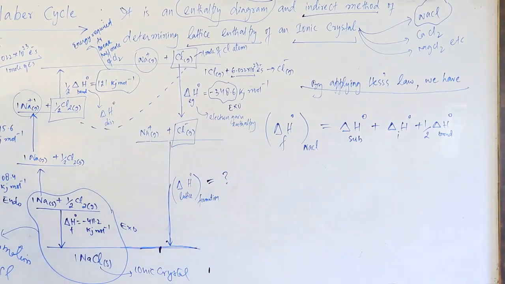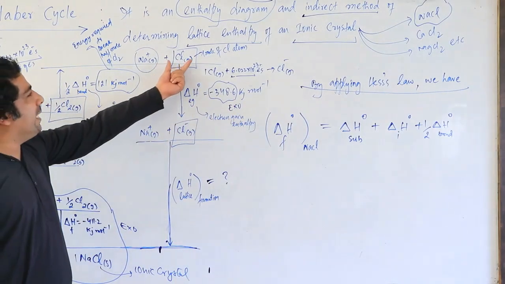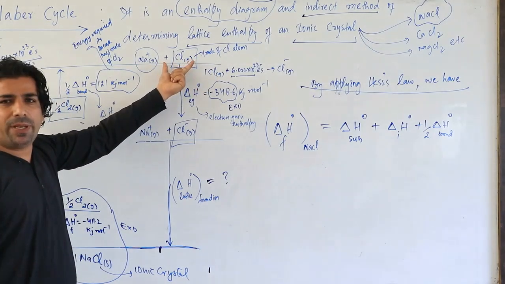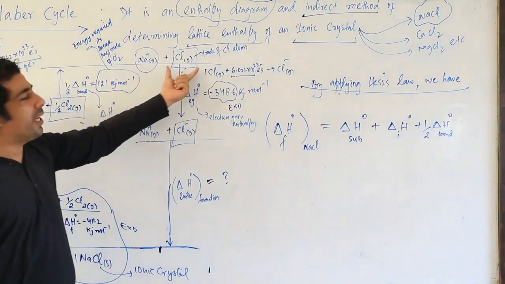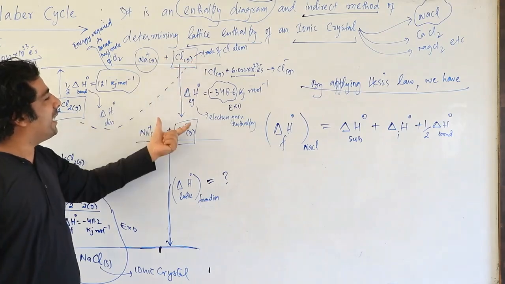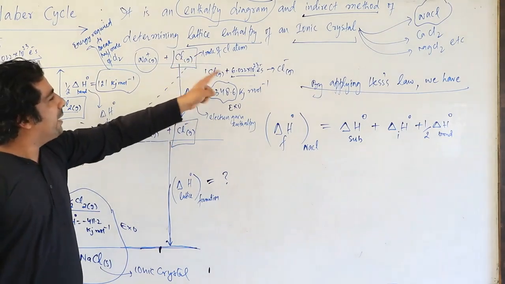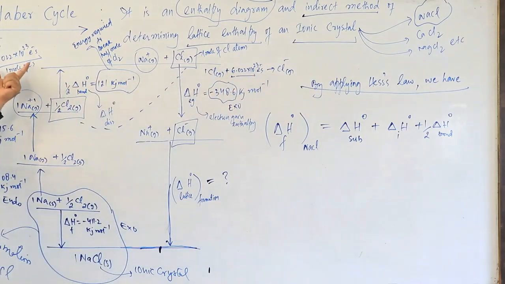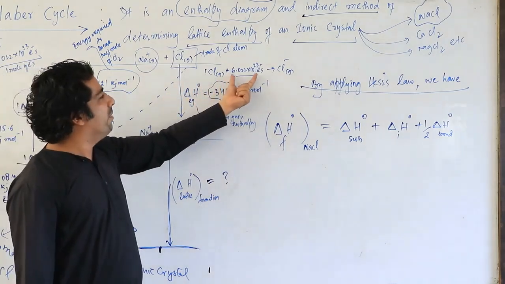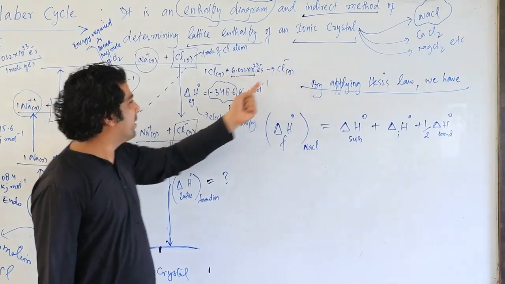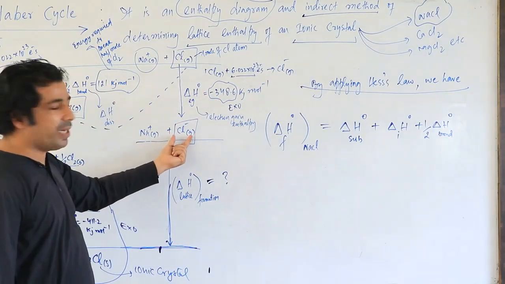After that, what happens? Now, this Cl is 1 mole of chlorine atoms. After bond dissociation enthalpy, from half mole of Cl2, I got 1 mole of chlorine atoms. Now, this chlorine has to accept the electrons. This chlorine has to accept 1 mole of electrons, and this 1 mole of electrons is basically lost by the sodium. So chlorine has to accept them. When chlorine accepts these electrons, it will change into 1 mole of Cl minus.